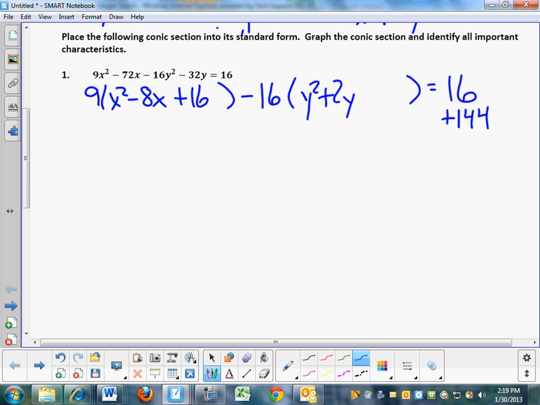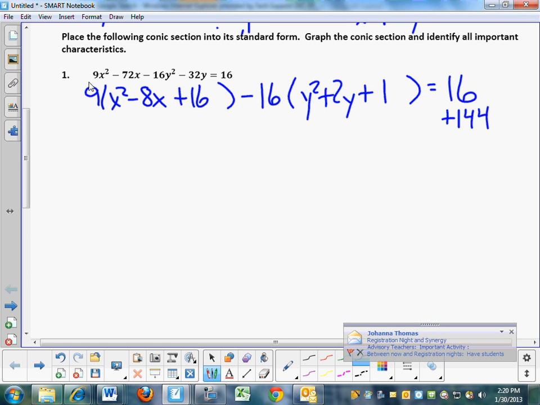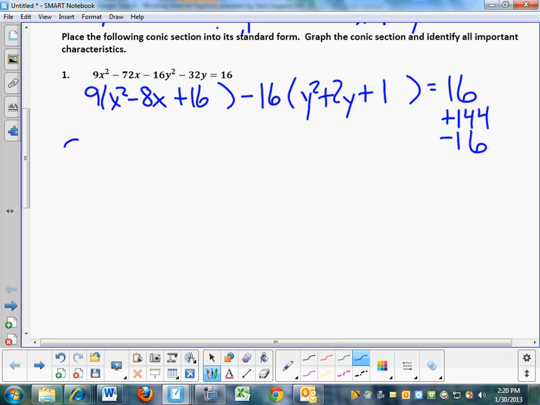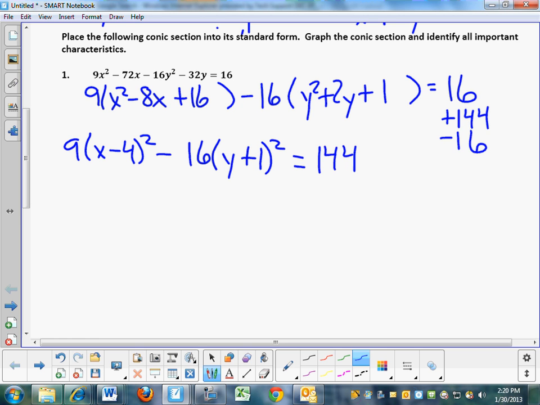Okay, how about the y's? What number do I add in there? 1. What's the true value of that 1? Negative 16. So I subtract 16 from the other side. I end up with 9 times (x minus 4) quantity squared minus 16 times (y plus 1) quantity squared equals 144.